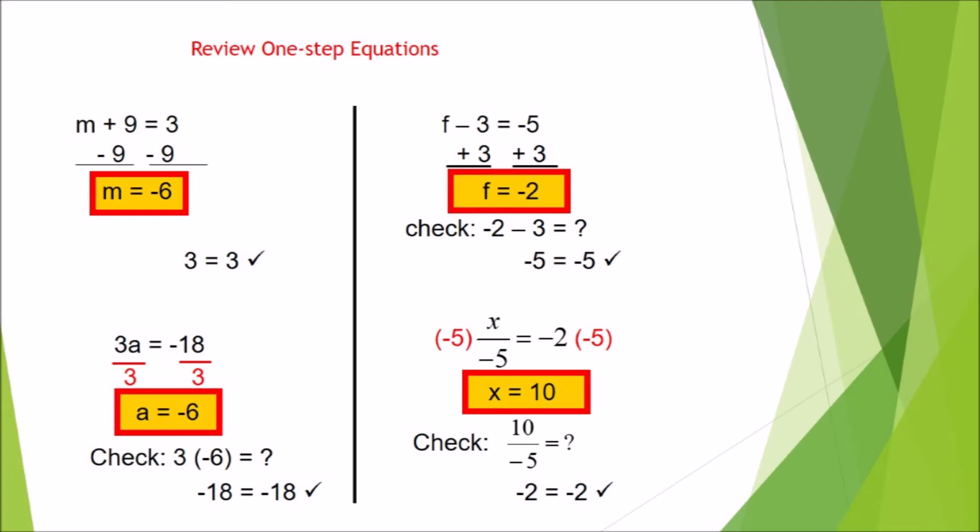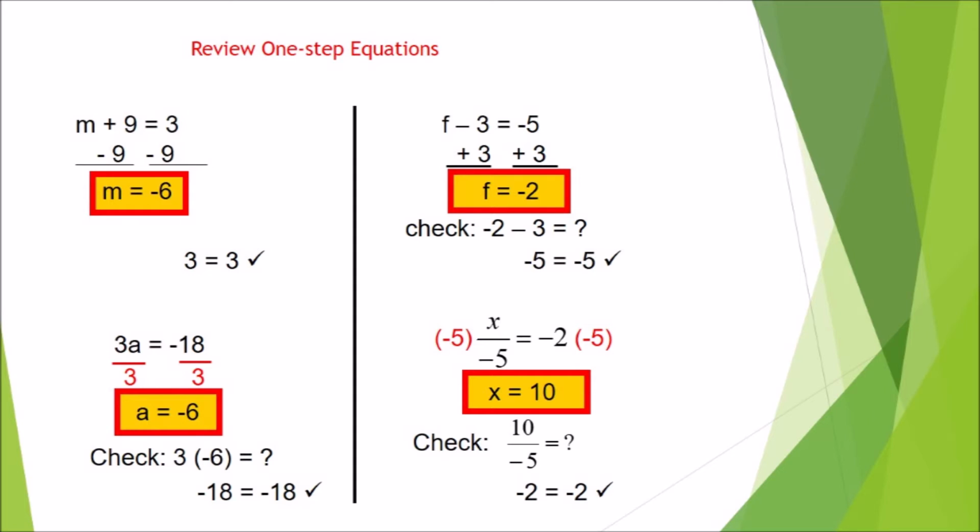If we have another one, 3a equals negative 18. 3a means 3 multiplied by a. So what is the inverse of multiplication in the operation? The inverse is division. So I will divide both sides by 3. So a will be negative 6. If I check, 3 multiplied by negative 6 equals negative 18.